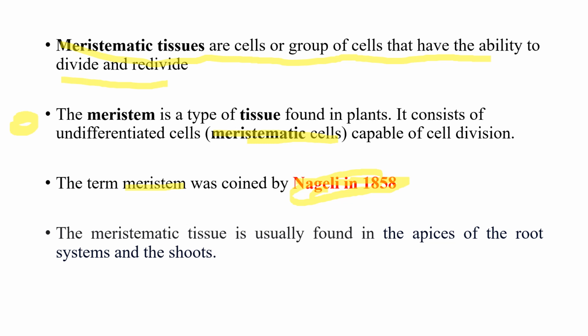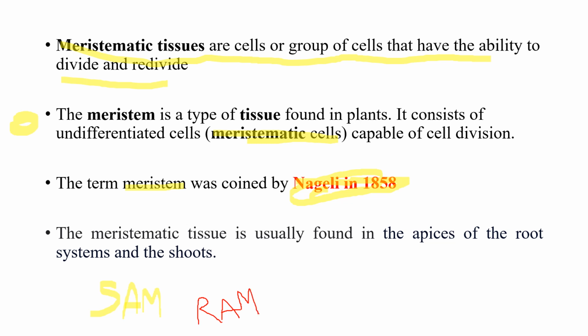Meristematic tissue is usually found in the apices of the root system and shoot system. That is, meristematic tissue is present in the root apical meristem, the terminal part of the root, and the terminal part of the shoot, because that is the part where the plant grows. So the meristematic tissues are only present in the shoot apical meristem or SAM and the root apical meristem, RAM.